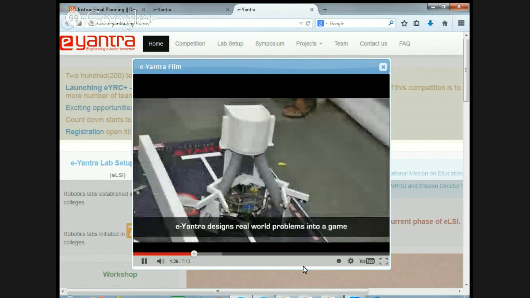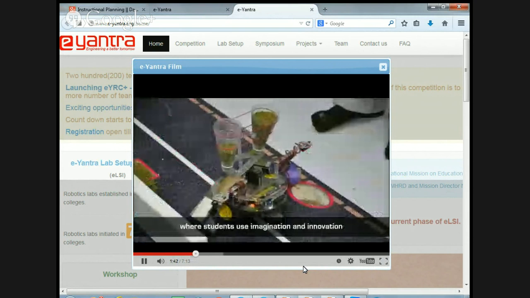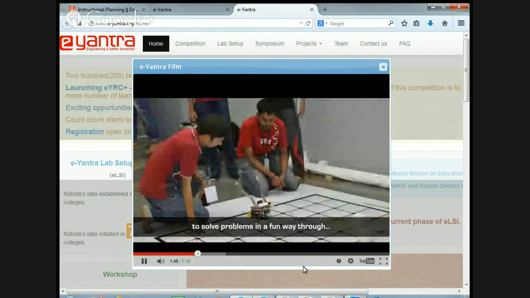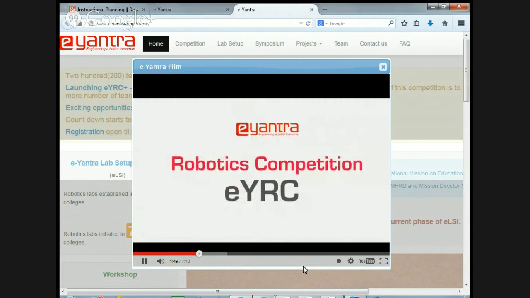E-Yantra designs real-world problems into a game where students use imagination and innovation to solve problems in a fun way through the E-Yantra robotics competition.